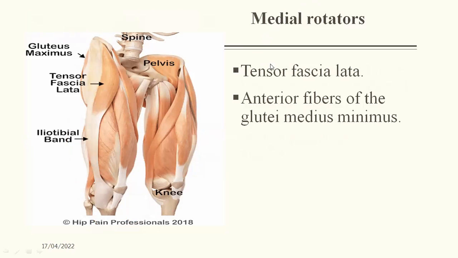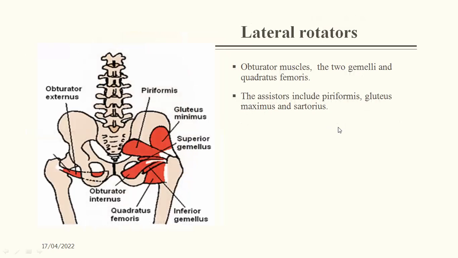Then the medial rotators. The chief medial rotator muscles are the tensor fasciae latae and the anterior fibers of the gluteus medius and minimus. This one is the tensor fasciae latae, and this is the gluteus medius and minimus. These are somewhat deep muscles.